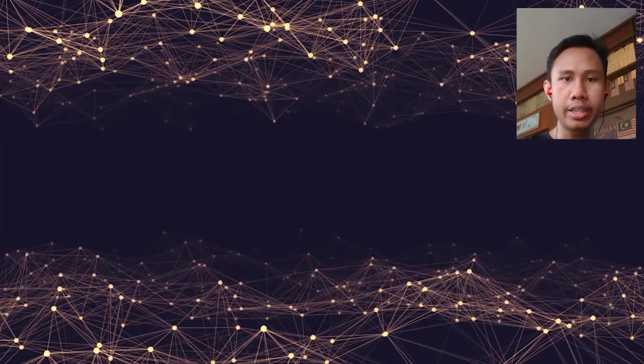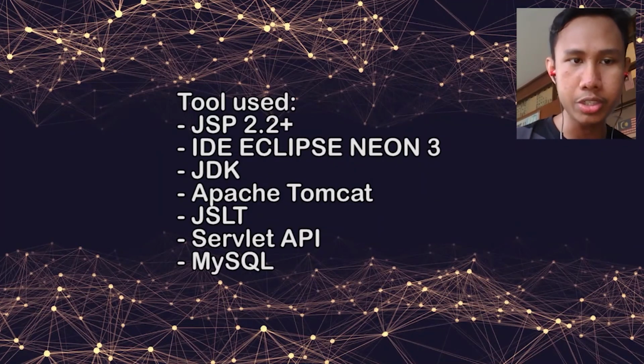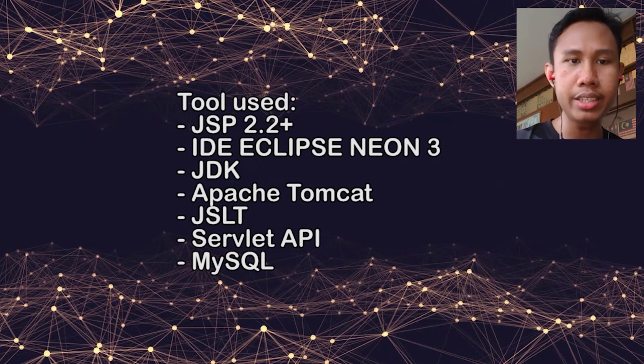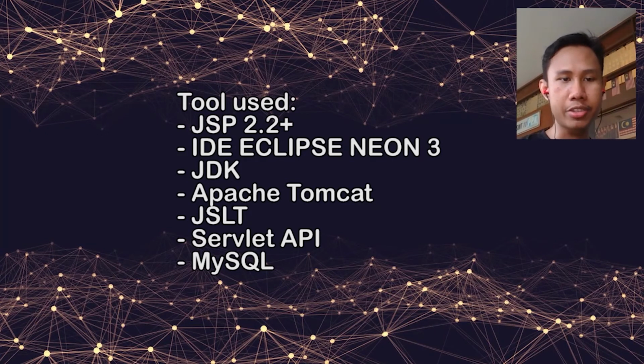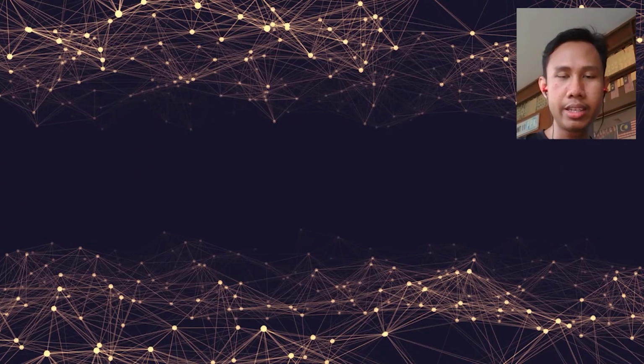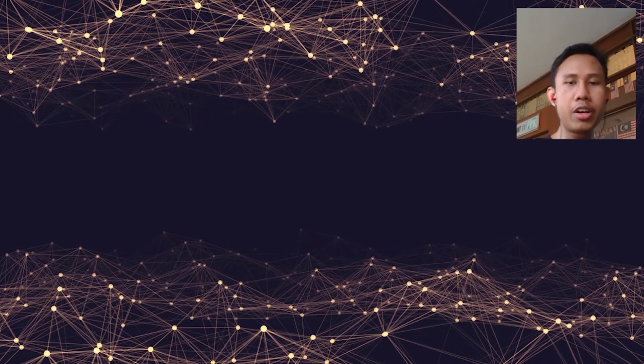So the tools and technology that we use are JSP version 2.2, the Eclipse IDE, the JDK 1.8, Apache Tomcat, JSTL, Servlet API, and finally MySQL. In our web application, we can create a user, update a user, delete a user, retrieve a user, and list all of the users. So let's move on to the demonstration.